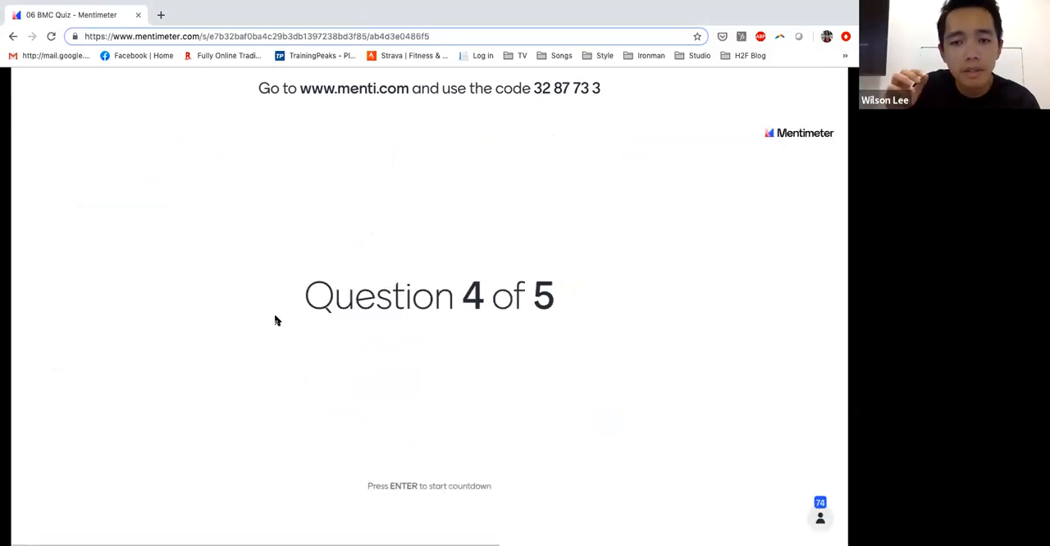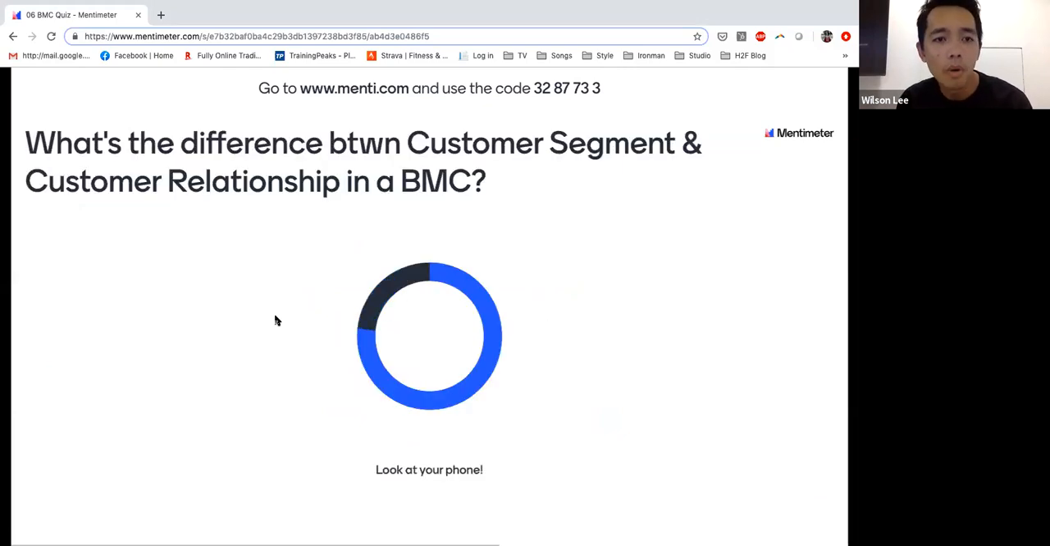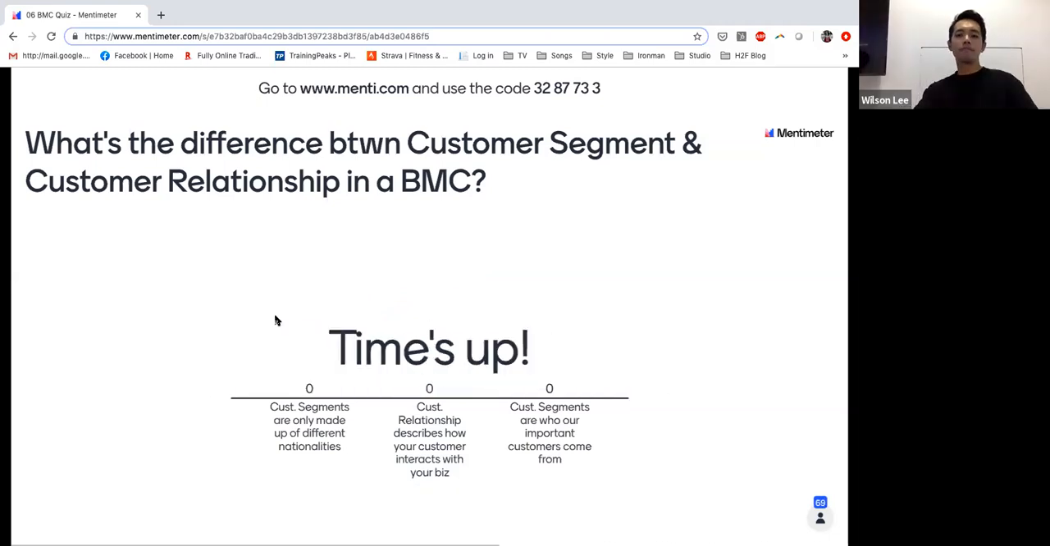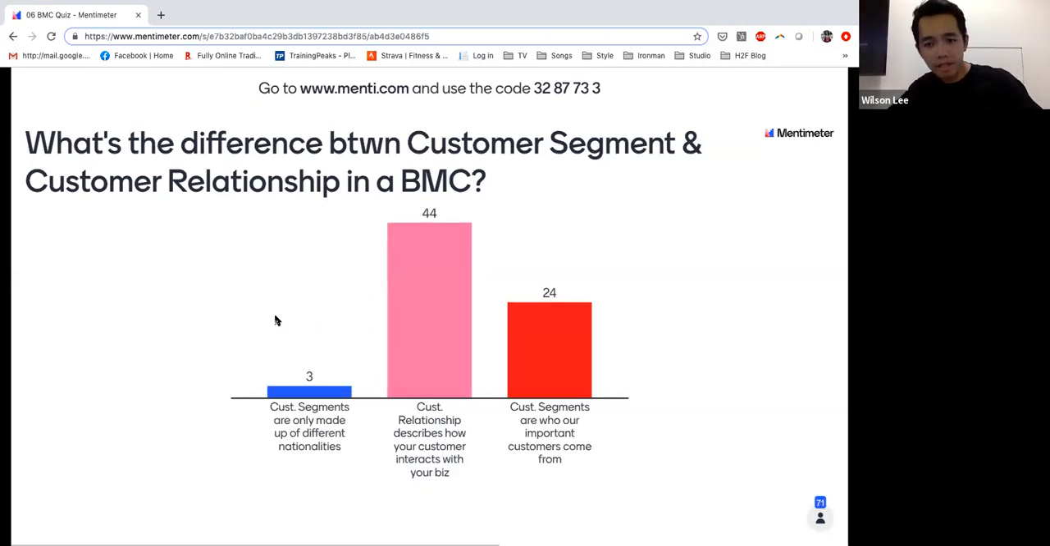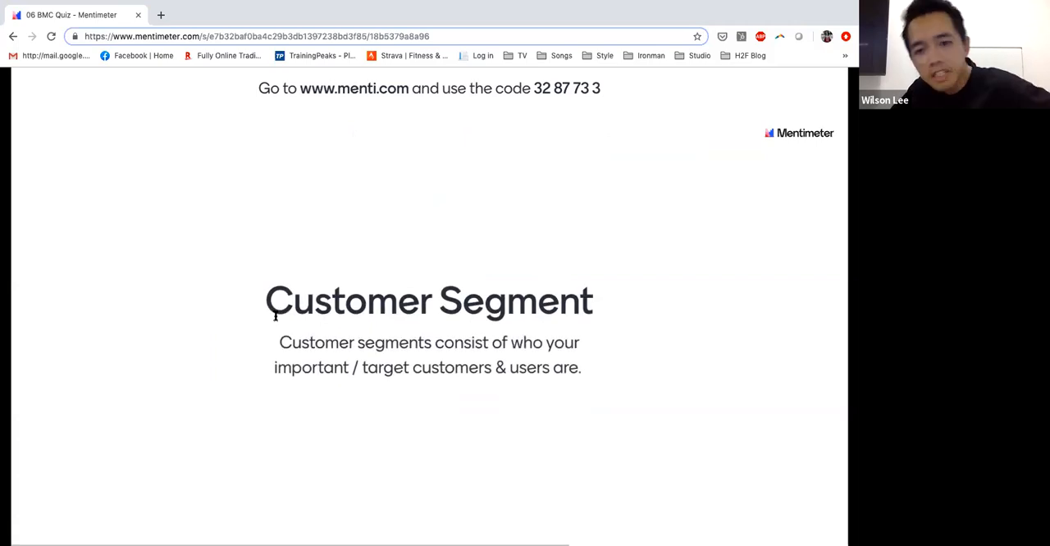Fourth question. This one's quite tricky. A lot of people always stumble over this. What's the difference between a customer segment and customer relationship in a BMC? It describes how your customer interacts with your business, or who your important customers are. And again, we have two correct answers. So customer relationship, customer segment, we'll start with that.